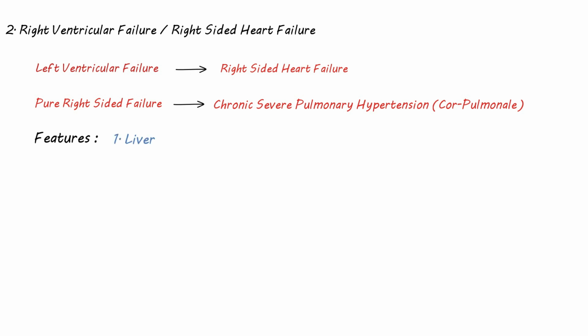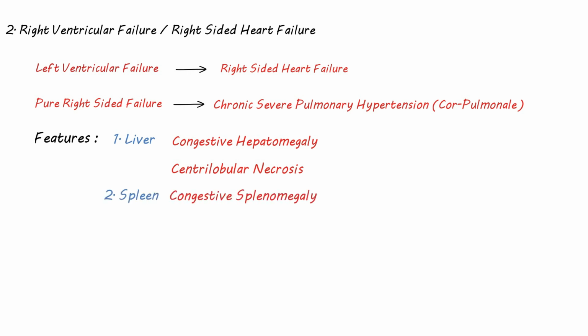Liver. There is presence of congestive hepatomegaly. In addition, if associated left ventricular failure is present, centrilobular necrosis is also seen, which is replaced by fibrotic tissue in long-standing cases and is known as cardiac sclerosis. Spleen. Congestive splenomegaly is seen. Kidney. These show the congestion resulting in severe azotemia.